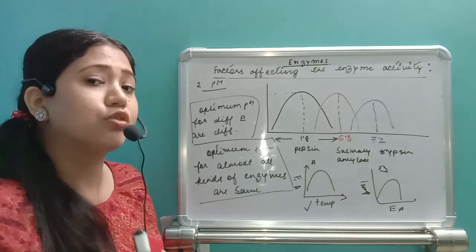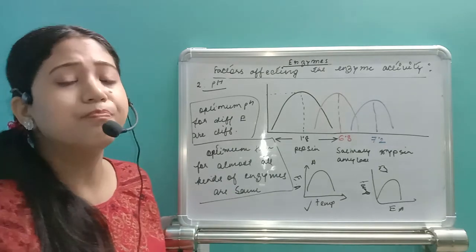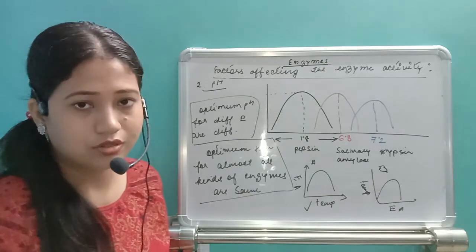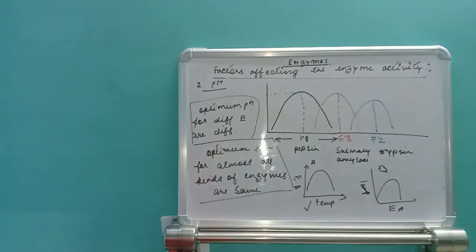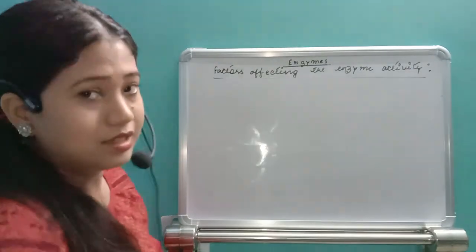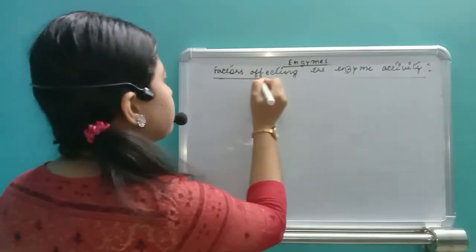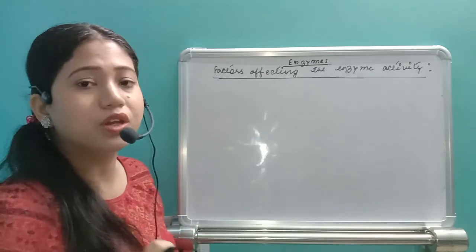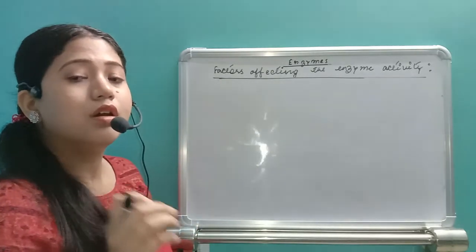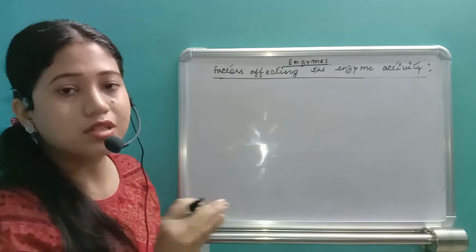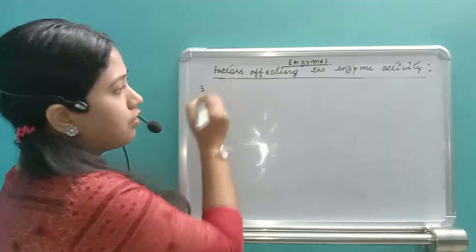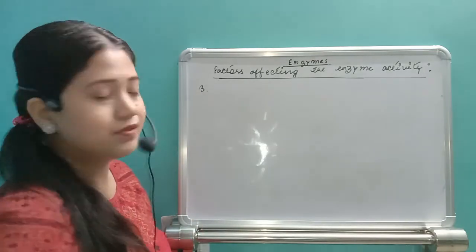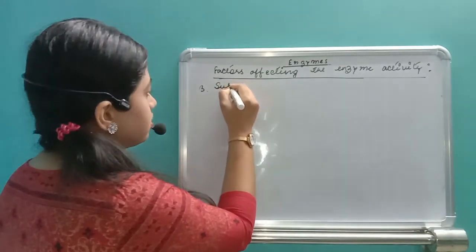The third one, which is going to be very important, is the substrate concentration. So let's move to the substrate concentration. This is the third factor we need to know, and questions generally come from here. We need to know it very clearly and be very clear about this concept. The third factor which affects enzyme activity is the substrate concentration.